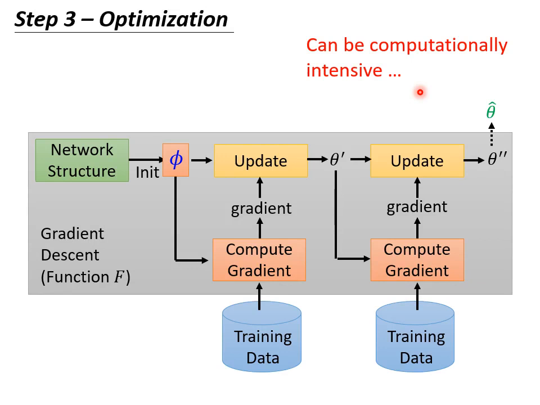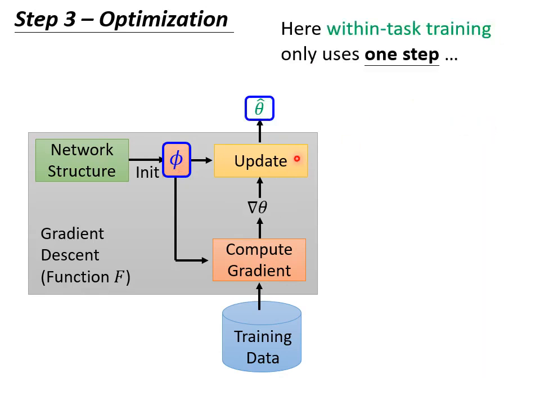To deal with this problem, what MAML actually does is simplify the learning algorithm. So in MAML, you do not update phi many times to obtain theta hat. You only update phi once to obtain theta hat. So in MAML, the within-task training only uses one step. To obtain theta hat, what you have to do is take phi, then subtract the gradient times epsilon, where epsilon is the learning rate. You only update once to obtain theta hat. So this will largely reduce the computation you need in the within-task training.